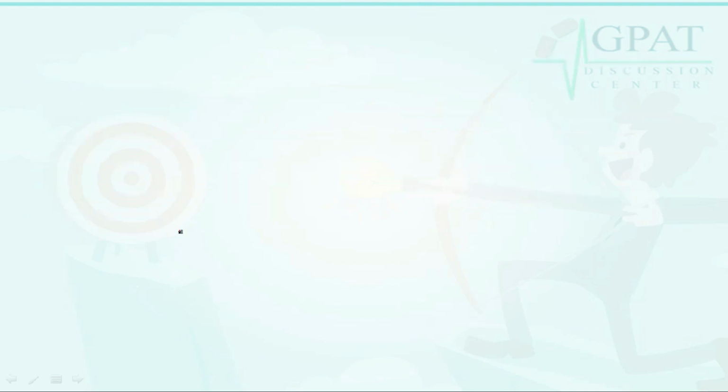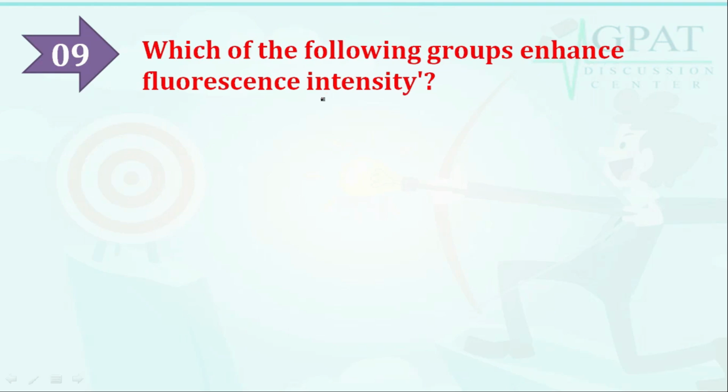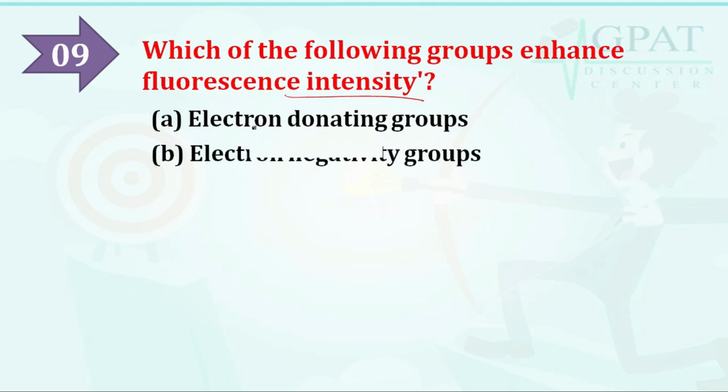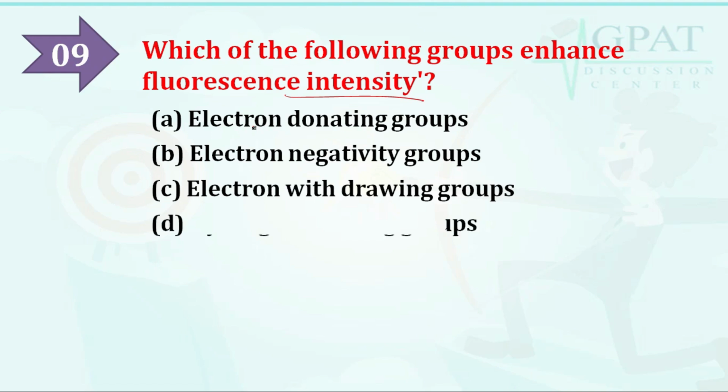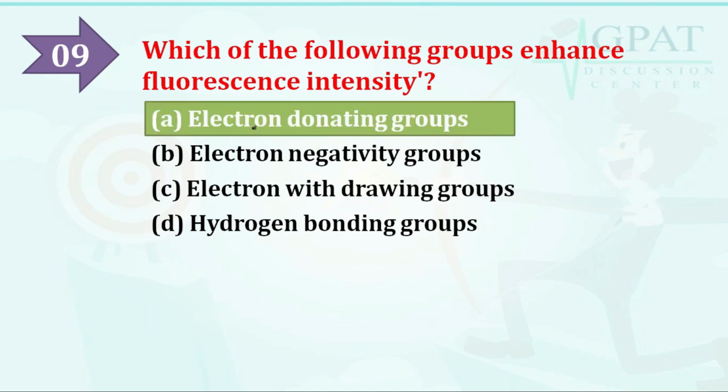So now the next question is, which of the following groups enhance fluorescence intensity? Options are: option A, electron donating group; option B, electronegativity group; option C, electron withdrawing group; option D, hydrogen bonding group. The correct answer is electron donating group, which enhances the fluorescence intensity.